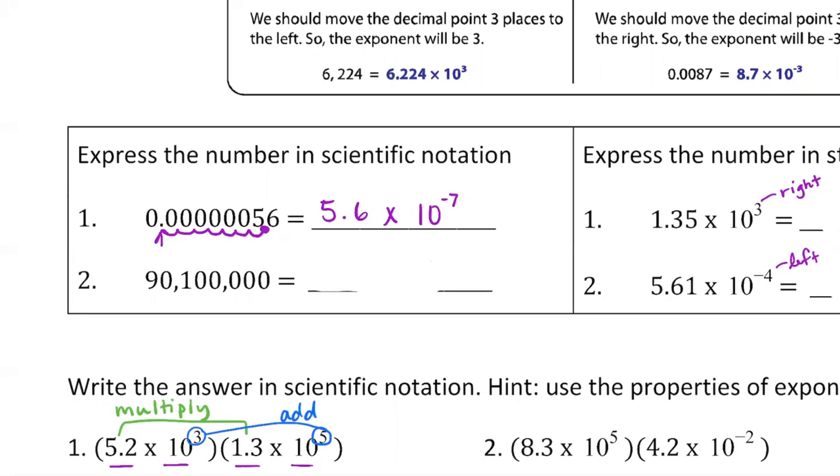For this one, I'm going to move the decimal 3, 4, 5, 6, 7 places, this time to the left. So I have 9.01 times 10 to the 7th.